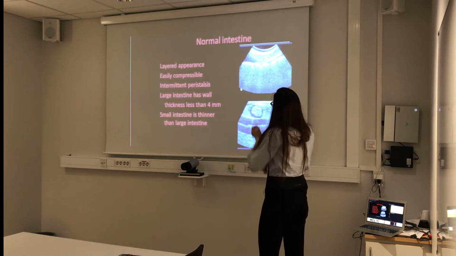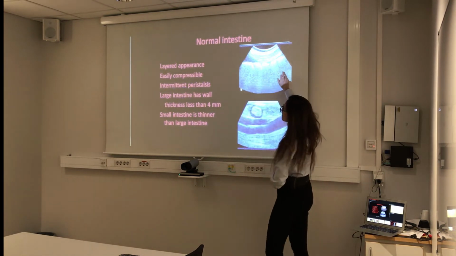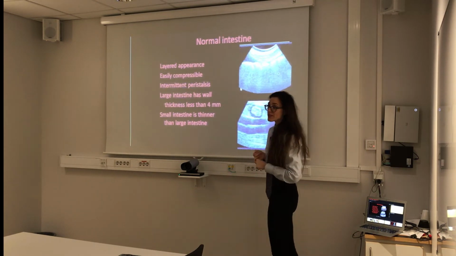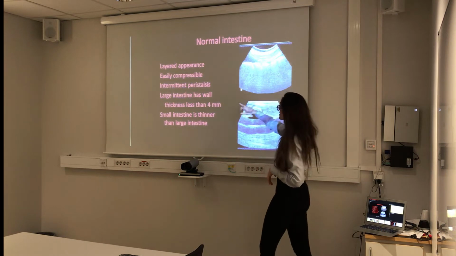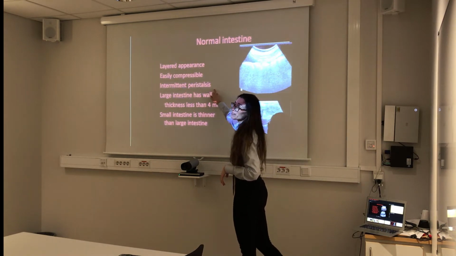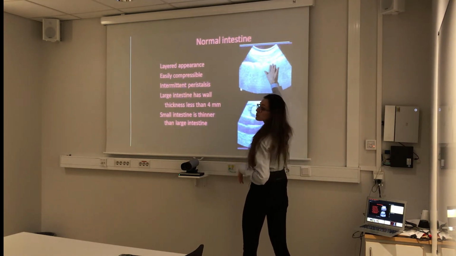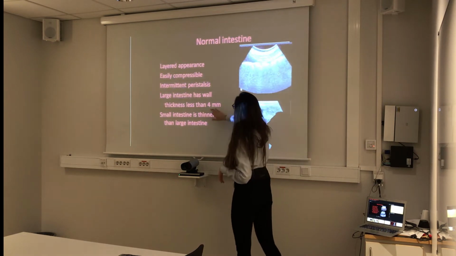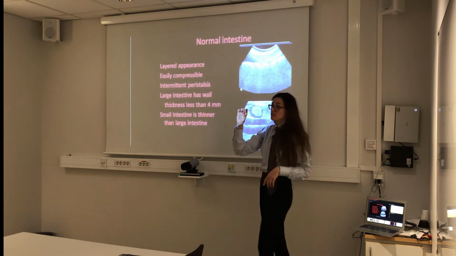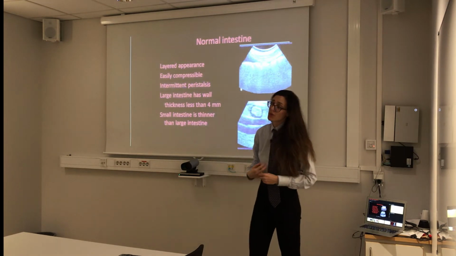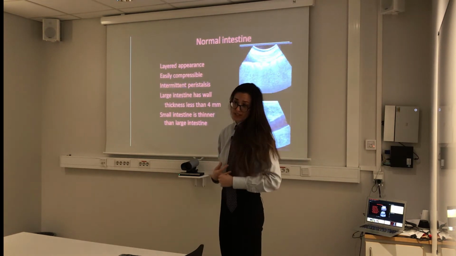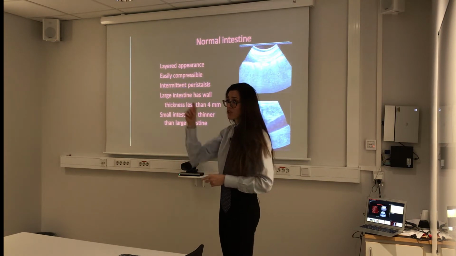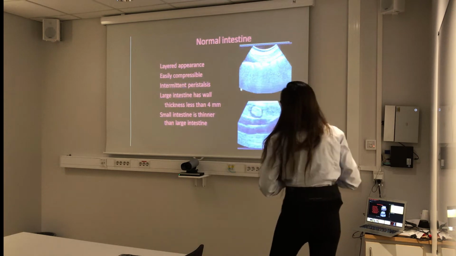So layered normal intestine, again, this is big bowel, so this is colon, easily compressible, normal, no Doppler sign. Intermittent peristalsis, you will see in the small bowel more, or you see a little bit of air moving, but not too much in the colon. It's more in the small bowel. And then the colon does have a wall thickness which is normally less than 4 millimeters. So we don't measure them unless you see a big mass, okay, penetrating the wall. But otherwise, you don't measure them.